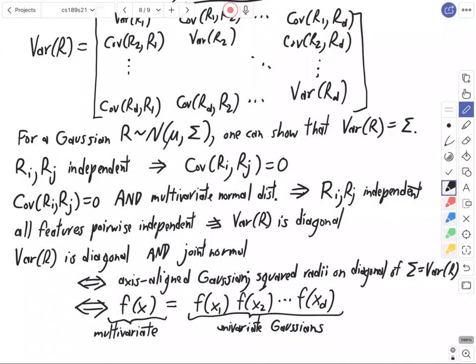So when the features are independent of each other, you can write the multivariate Gaussian PDF as a product of univariate Gaussian PDFs. And when they aren't, you can do a change of coordinates to the eigenvector coordinate system. And in that coordinate system, then you can write f of x as a product of univariate Gaussian PDFs in those eigenvector coordinates. That's it for today. Any final questions?